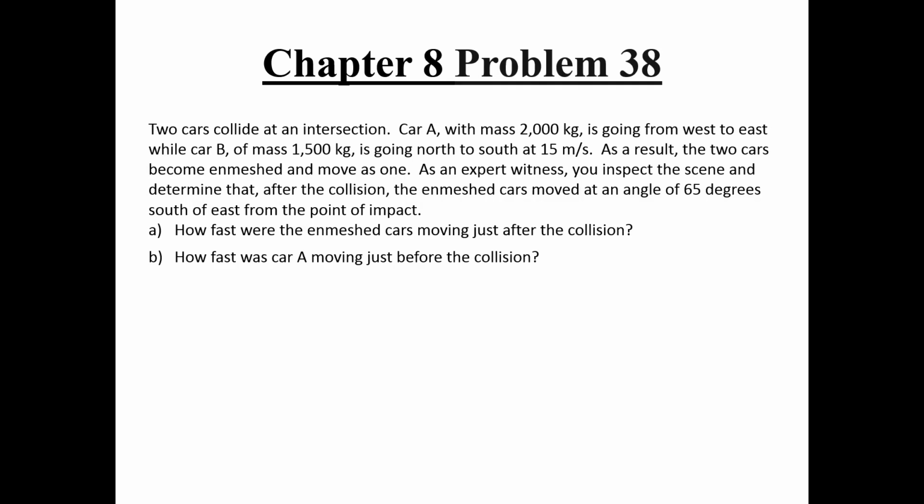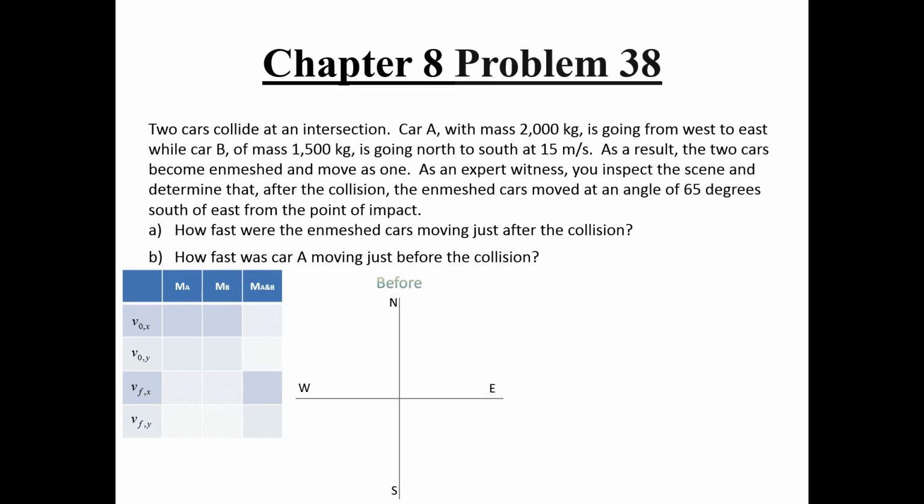First, let's start by drawing a picture of the situation being described and figure out what information we have been given. Before the collision, car A was traveling from west to east, meaning its velocity was in the positive x direction. Car B was traveling north to south, meaning its velocity was in the negative y direction. So, for our initial condition, all of the momentum in the x direction is coming from car A, while all the momentum in the y direction is coming from car B.